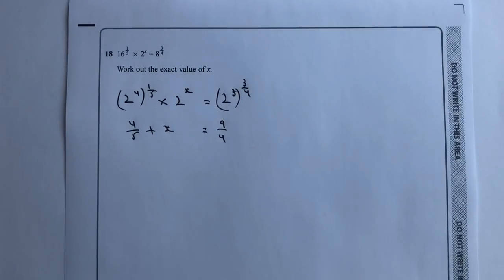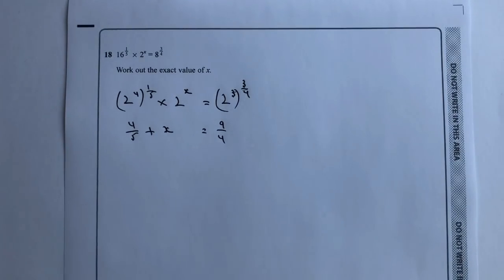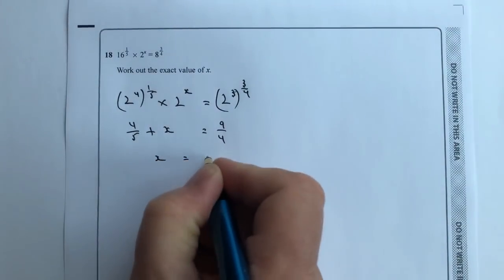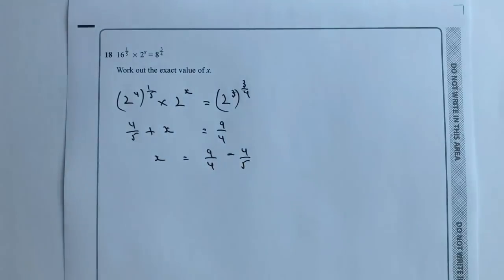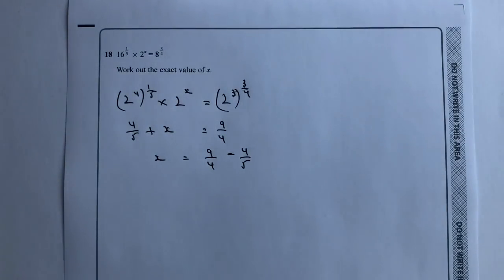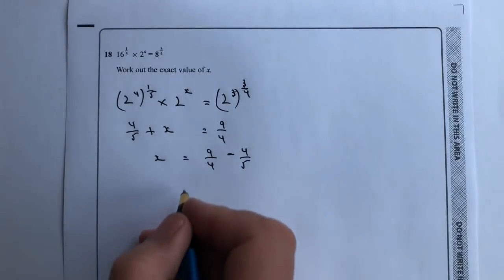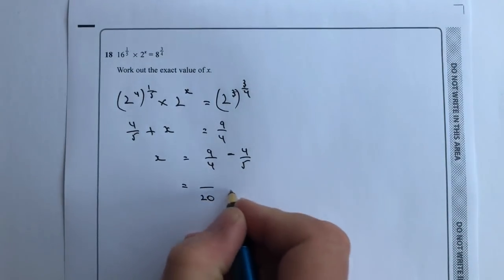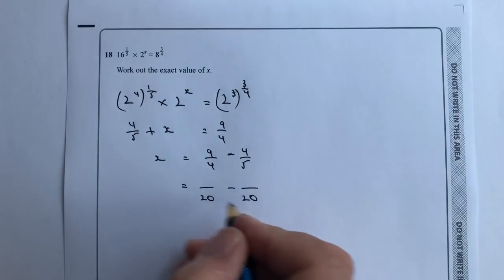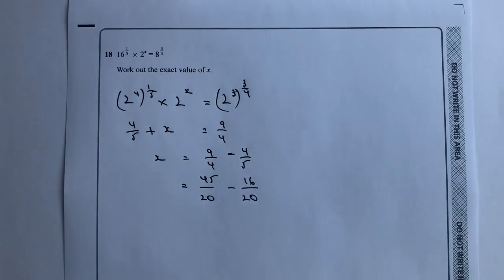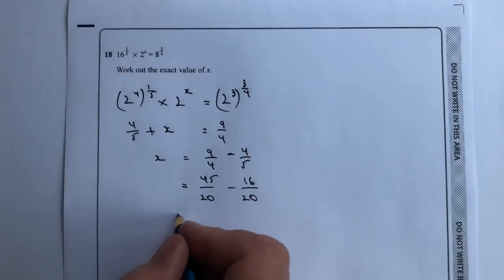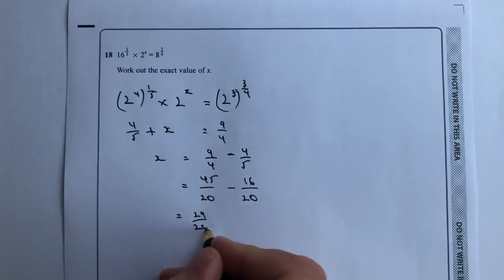And then really it's just a case of dealing with the fractions. In order for me to work out x, I'm basically going to work out 9/4 minus 4/5. As you know, when you're dealing with fractions, you need to make sure that the denominator is the same. So I'm going to make both of those over 20. And that will give me 45 minus 16 over 20, which is going to give me 29 over 20.